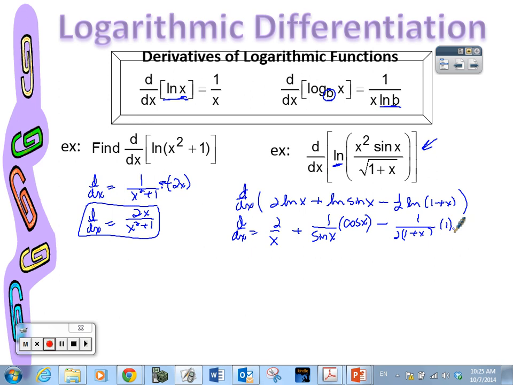Okay, so that's my derivative. I just need to clean it up. Let's go ahead and just worry about cleaning up individual fractions. So let's do that. Let's clean it up.